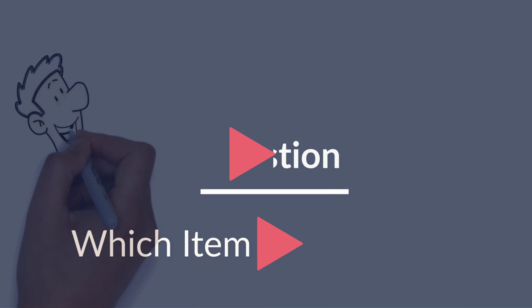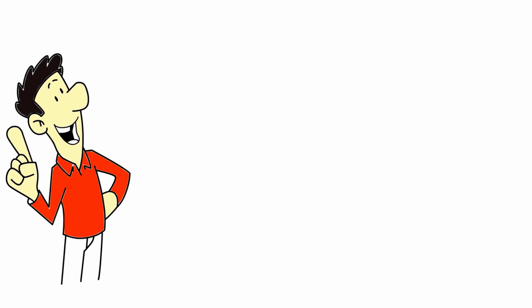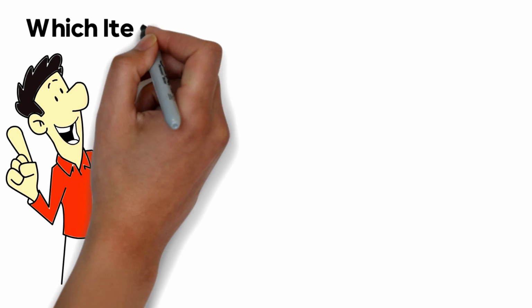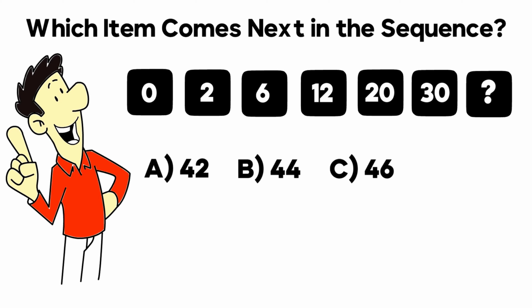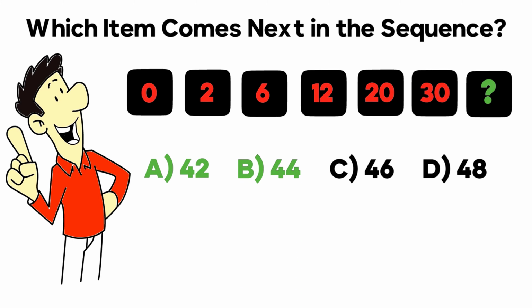Very frequently on the test, you might be asked to detect the pattern. In this question, we're being asked which item comes next in the sequence, and we're presented with a sequence of items. 6 items in the sequence are visible: 0, 2, 6, 12, 20, and 30. And the next item is missing. And you're being asked to select one of the 4 following choices. Choice A, 42. Choice B, 44. Choice C, 46. And choice D, 48.